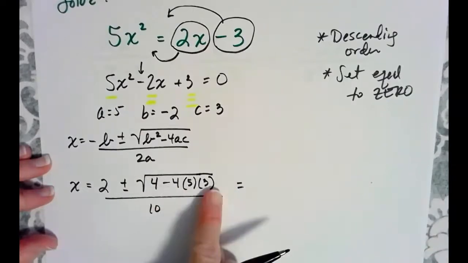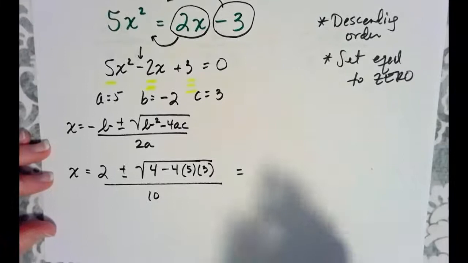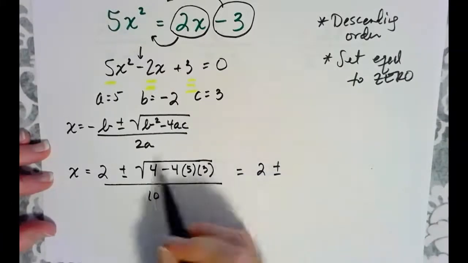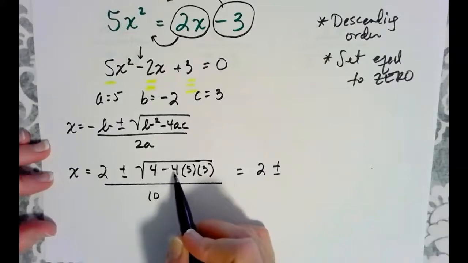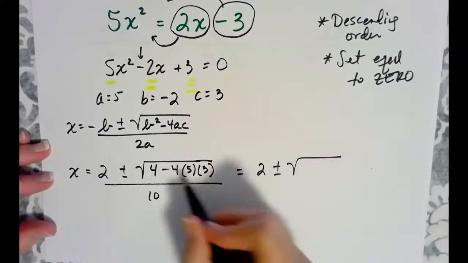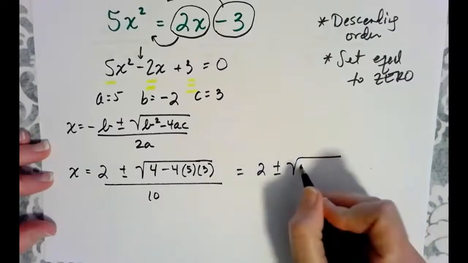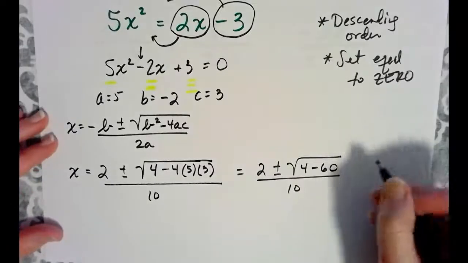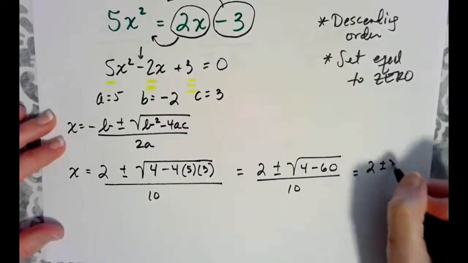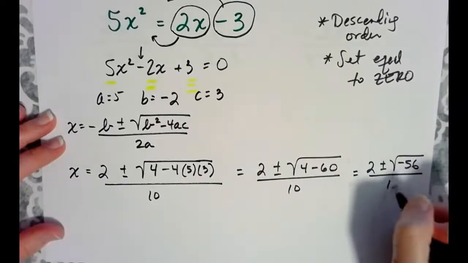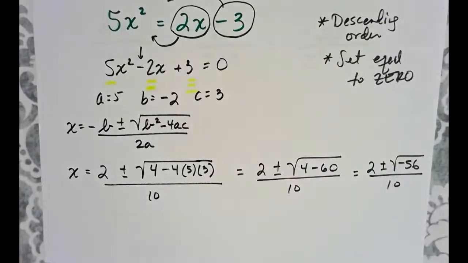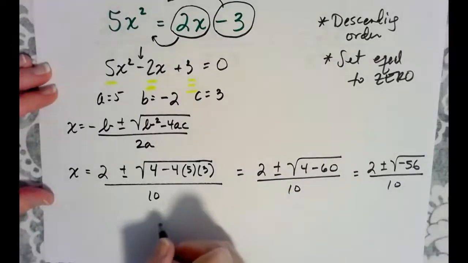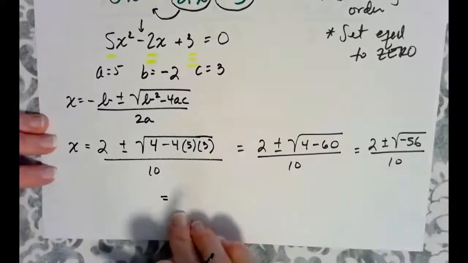Follow order of operations and simplify what's underneath the radical. And that is going to be 4 minus 20 times 3. So 20 times 3 is 60. 4 minus 60. 4 minus 60 is -56. So we have a negative number underneath our radical sign. And when we have a negative number underneath the radical sign, it means we're going to have imaginary roots. So let me come all the way back over here to the left.